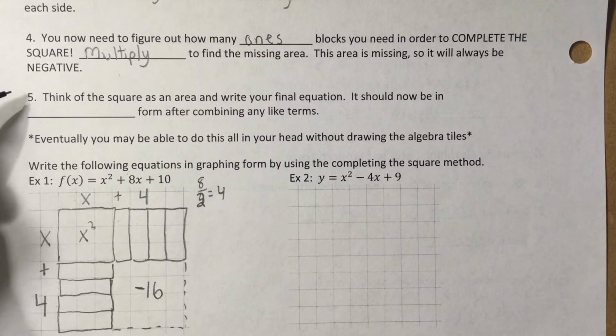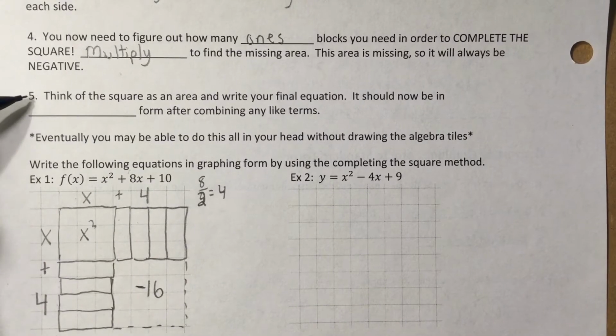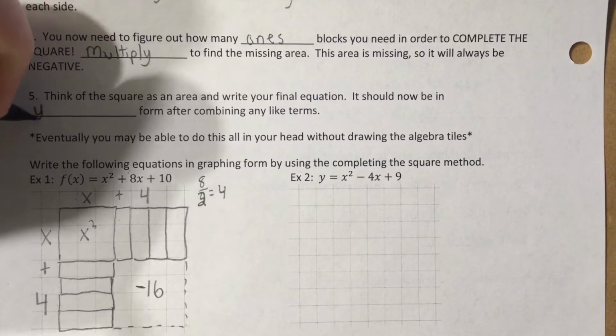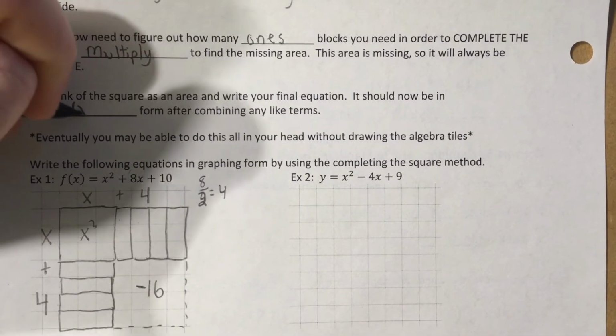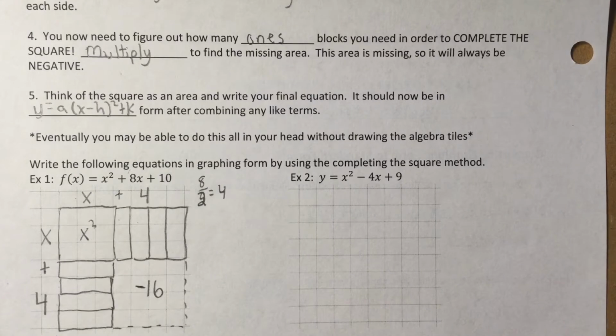All right, we're almost done, but this is pretty cool so far. That's why it's called completing the square. We get to make it a square. Step 5, think of the area. Think of the square as an area and write your final equation. It should now be in y equals a parenthesis x minus h squared plus k form after combining like terms.